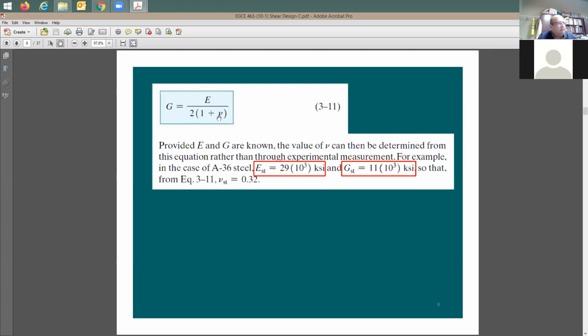For steel, the shear modulus is roughly 11,000 KSI, and the modulus of elasticity is 29,000 KSI. And we end up with nu, the Poisson's ratio, equal to roughly 0.3. For concrete, the ratio is going to be roughly somewhere between 0.15 to 0.16. So let's say 0.16 for concrete, and 0.32 or 0.3 is going to be for the steel.